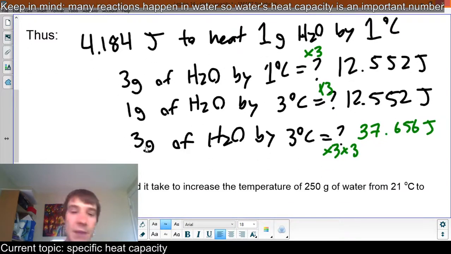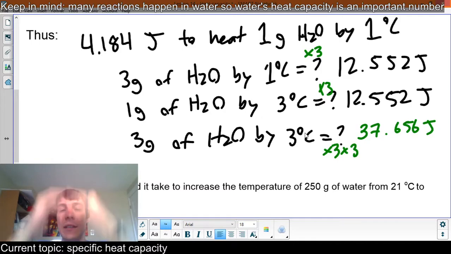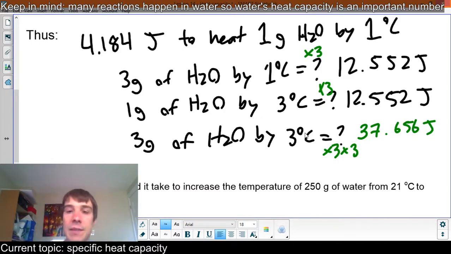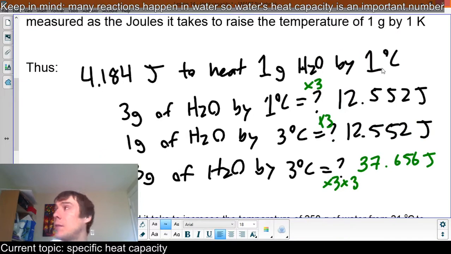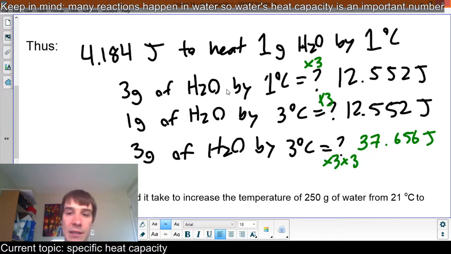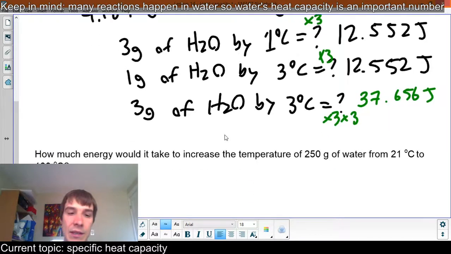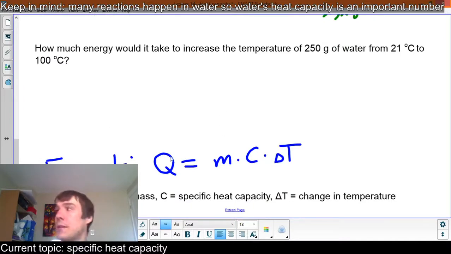But if I had 3 grams of water and 3 degrees Celsius, now I've got 3 times more water. So that's 3 times more energy per degree Celsius and 3 times more temperature change. So 3 degrees Celsius, that's going to be 3 times 3. It's going to be 9 times more energy than the 1 gram by 1 degree Celsius. So that's how this kind of stuff works. So it'd be 4.184 times 9. So 37.656. And so the formula is very, very simple here.